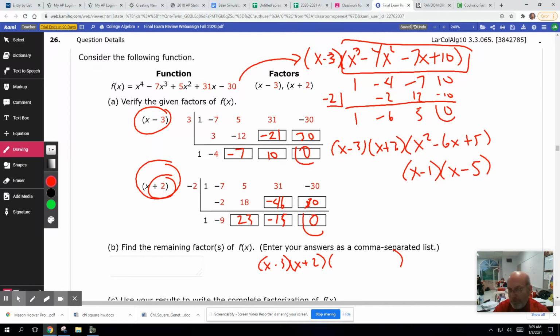If you multiply x times x, you get x squared. X times -5, you get -5x. -1 times x, you get -1x. And -5x plus -1x makes -6x. And if you multiply -1 times -5, you get +5. So that means that x minus 1 and x minus 5 are the remaining factors that we're looking for. It says to enter them as a comma-separated list.